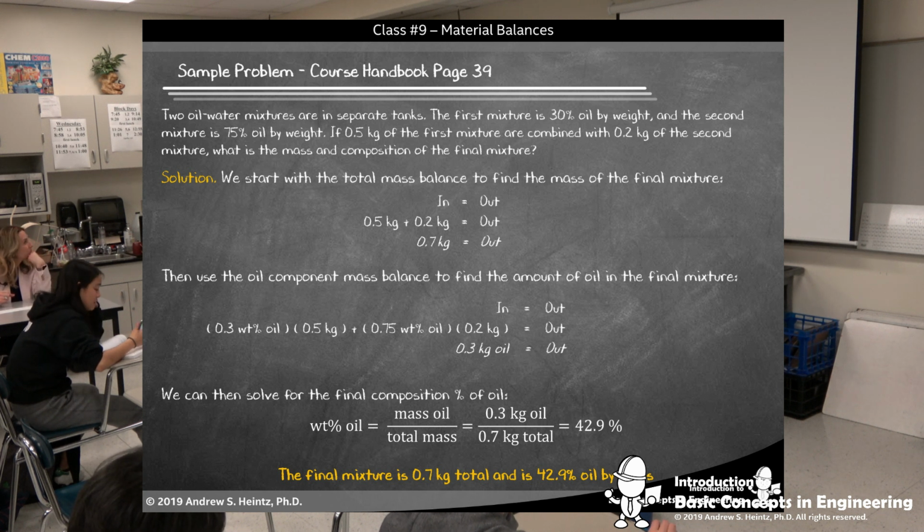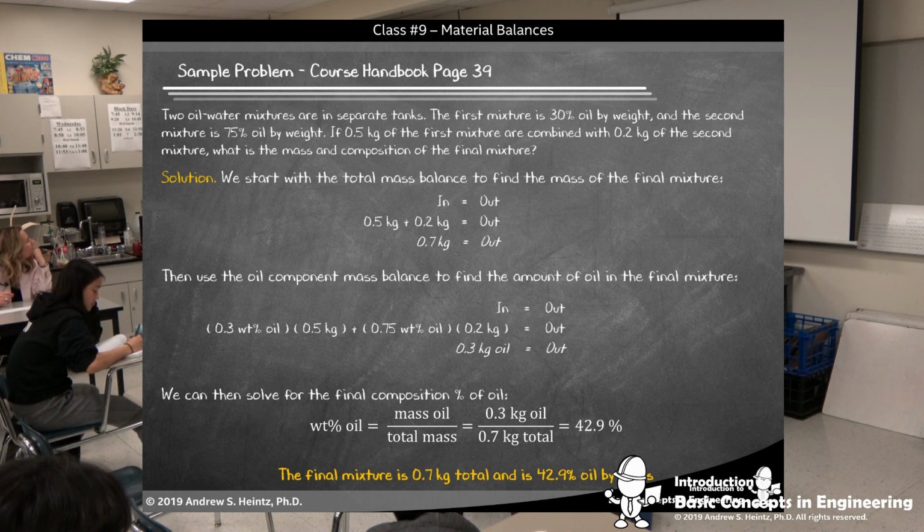Again, our equation is going to look like what? I'm looking for in equals out. So we're going to start with in equals out. And now remember, this is why we put percents, right? That's what we talked about weeks ago. We always try to do our percents as decimals. So 0.3 times 0.5 is the amount of oil, because it's 30% oil. 0.3 times the mass means that's how much oil is in there. Plus 0.75 times 0.2, and that's going to equal 0.3 kilograms oil. So the weight percent of the oil, just as Dustin said for his solution earlier, is component divided by total. So that one is 42.9%.